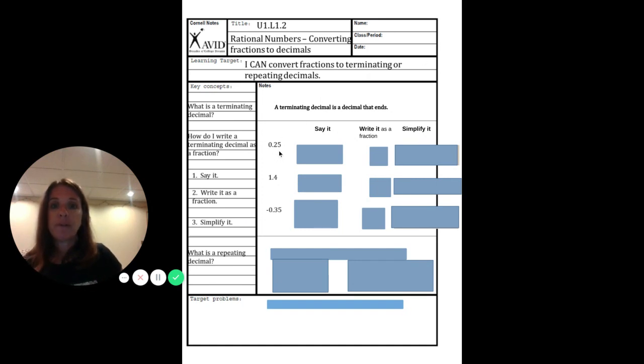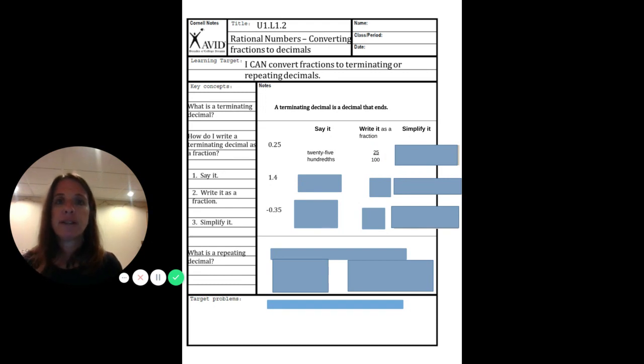So first example is 2 places after the decimal. That's to the hundredths place. So I would say that as 25 hundredths. I can hear the fraction as I say it, 25 hundredths or 25 over 100. And now look for simplification.